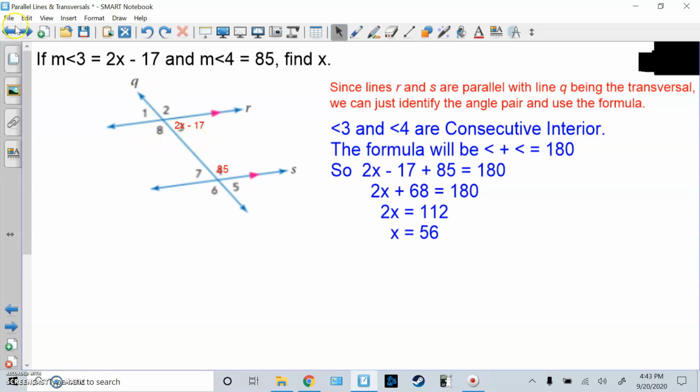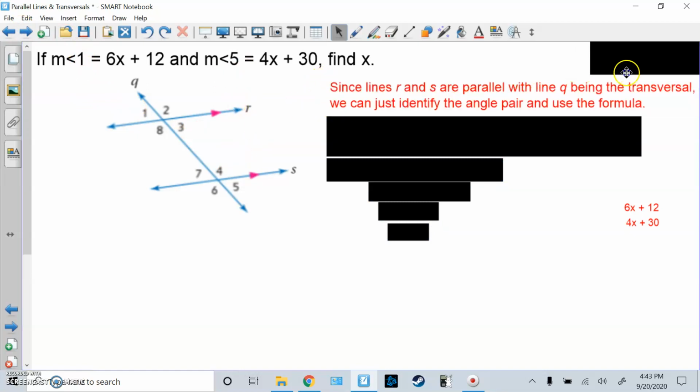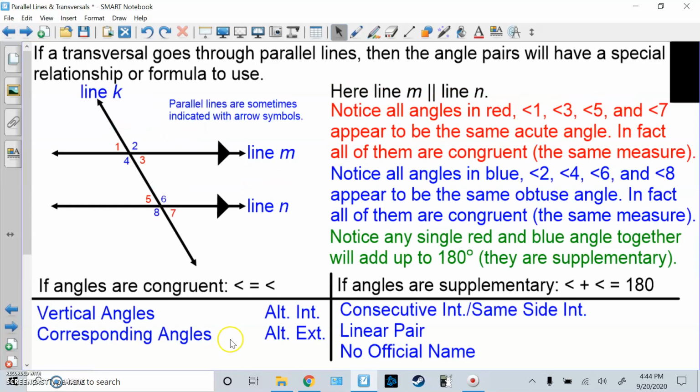Alright, here's another one. Angle 1 is 6x plus 12, angle 5 is 4x plus 30, find x. So again, these are parallel, so identify the pair, use the formula. 1 and 5. So this is on the outside, outside, and they're on opposite sides. So alternate exterior. All the alternates are always equal to each other if you use the formula. So alternates are equal, vertical is equal, corresponding is equal.